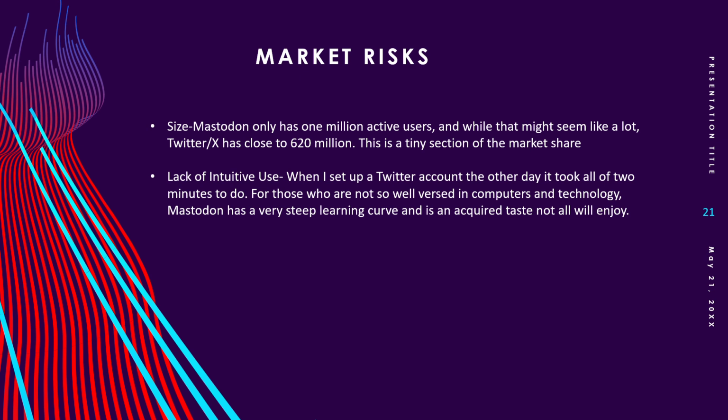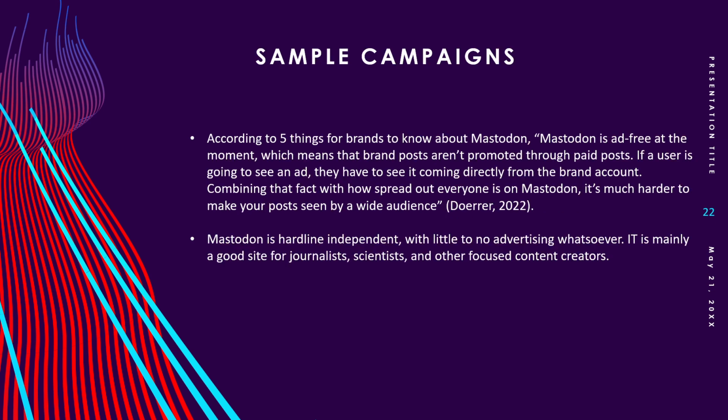So what are some marketing risks here? Size, first and foremost. Mastodon only has 1 million active users, and while that might seem like a lot, Twitter X has close to 620 million. This is a tiny section of the market share. And my biggest gripe, lack of intuitive use. When I set up a Twitter account, it took all of 2 minutes, and for those who are not so well versed in computers and technology, maybe someone is more middle-aged or doesn't use computers all the time, Mastodon will have a very steep learning curve, and it's an acquired taste that not all will enjoy.